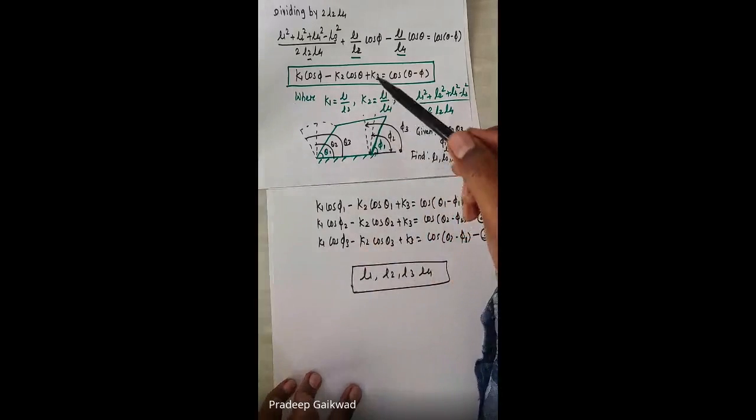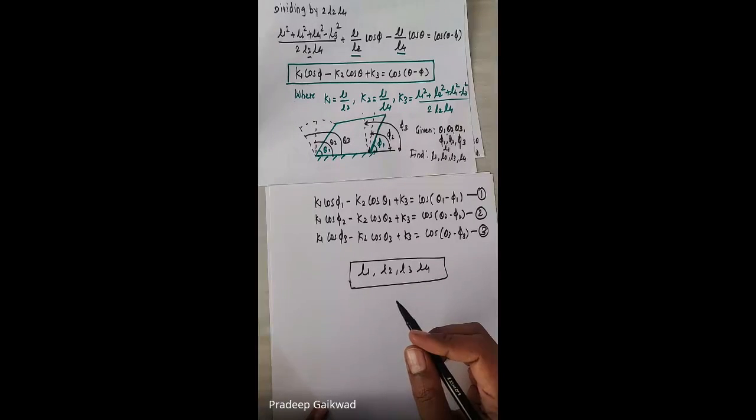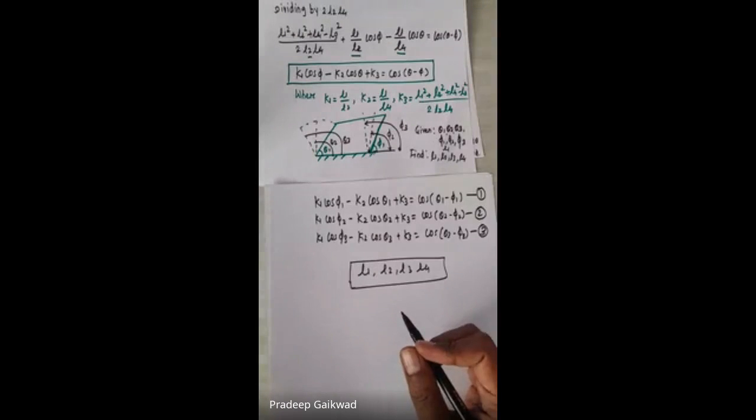So this is the procedure of dimensional synthesis by using Freudenstein's equation. What we discussed till now is the derivation of Freudenstein's equation and its application for dimensional synthesis. Is it clear? Okay. One last small topic we'll discuss, and then we stop this lecture.